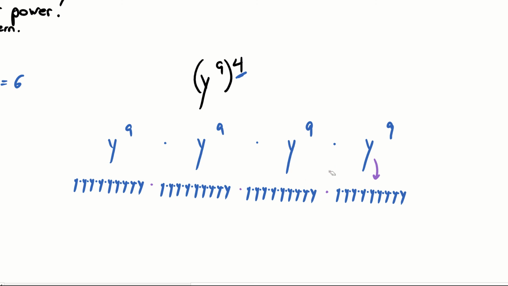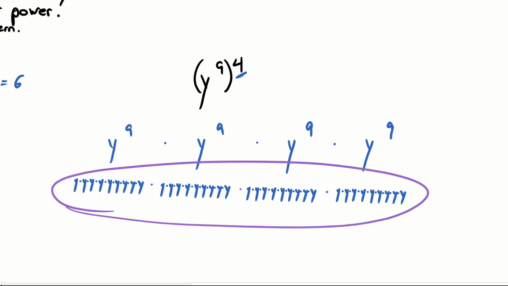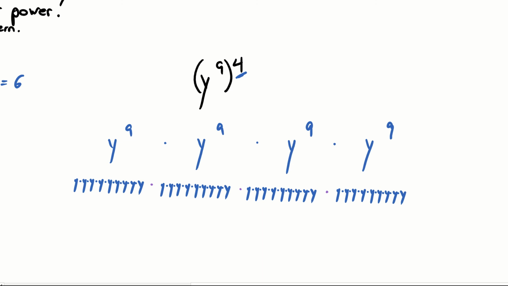We first exploded out y to the 9th to the 4th, and then each of those y to the 9ths got exploded out. So how many y's do I have in total here, all those y's multiplied together? Well, you can count them out, sure. I wrote them out. But did you just instantly jump to, hey, Mr. Ripes, there's 36 y's right there?